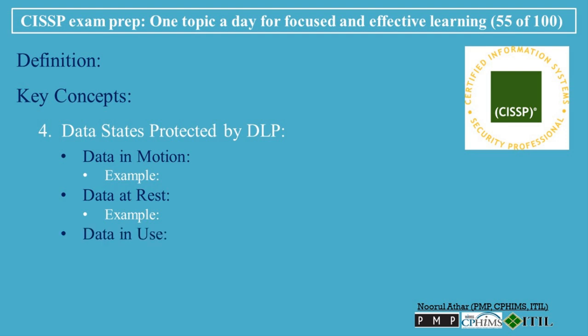Data in use, data that is actively being accessed or processed by applications or users. DLP monitors user interactions with data on endpoints, such as copying, printing, or uploading sensitive information. Example: DLP prevents an employee from copying sensitive financial data to a USB drive or sharing it via a personal email account.